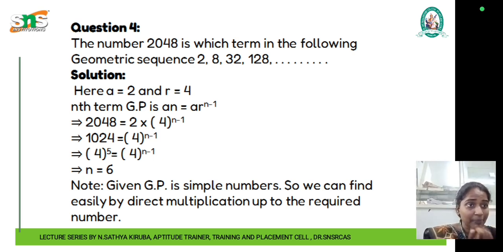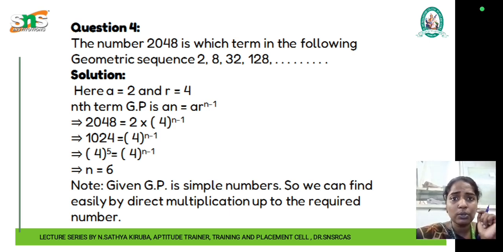Now 2 into 4 to the power of n minus 1. So 1024 is equal to 4 to the power of n minus 1. So 4 to the power of 5 is equal to 4 to the power of n minus 1. We know in logarithmic terms, when we have the same bases, we can equate the powers. Here also the same thing has been done. Since we have the same base 4 and 4, we will be equating the powers. n minus 1 is equal to 5. Now the negative number goes to the other side, n is equal to 5 plus 1, that is going to be 6. Now n is equal to 6.